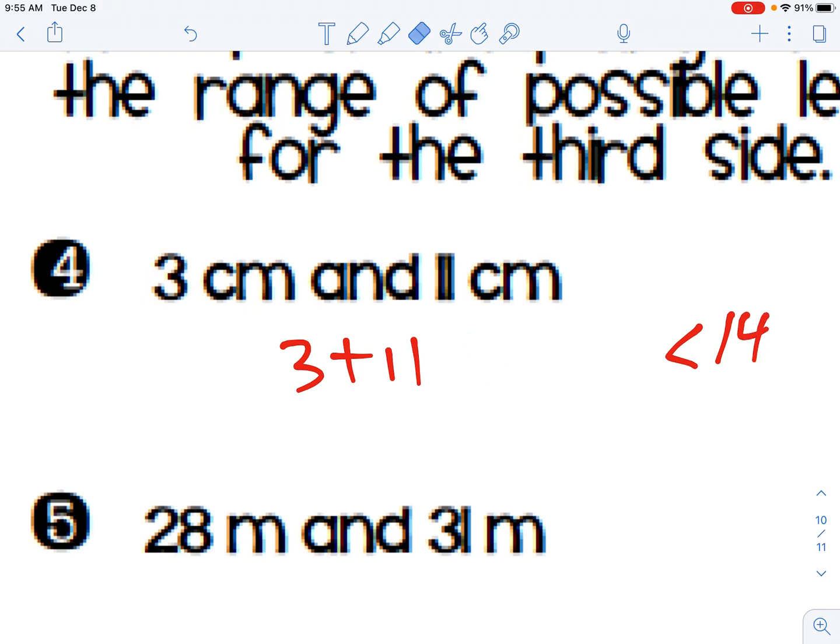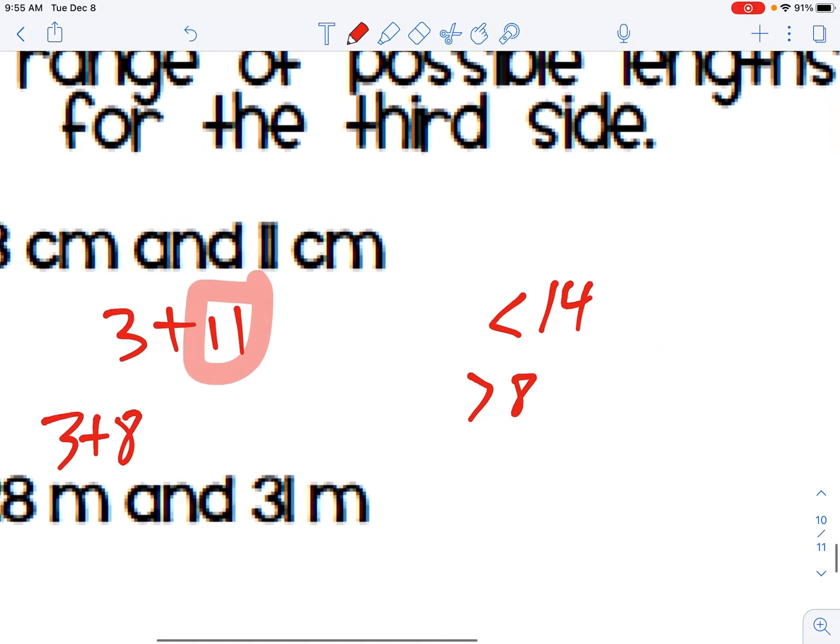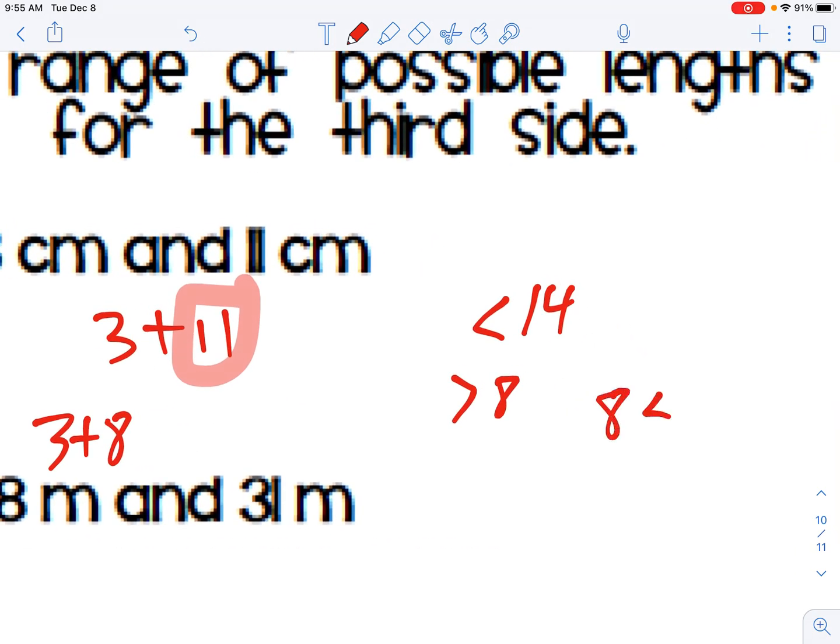And what happens if these aren't the smallest? What happens if 11 was the longest? What would my other side length have to be? Well, 3 plus 8 is 11, so I have to be bigger than 8 because I have to add the 3 to be bigger than 11. So I have to be greater than 8, less than 14. And our final inequality is going to look like this: 8 less than x less than 14. We're saying our side length has to be in between 8 and 14.